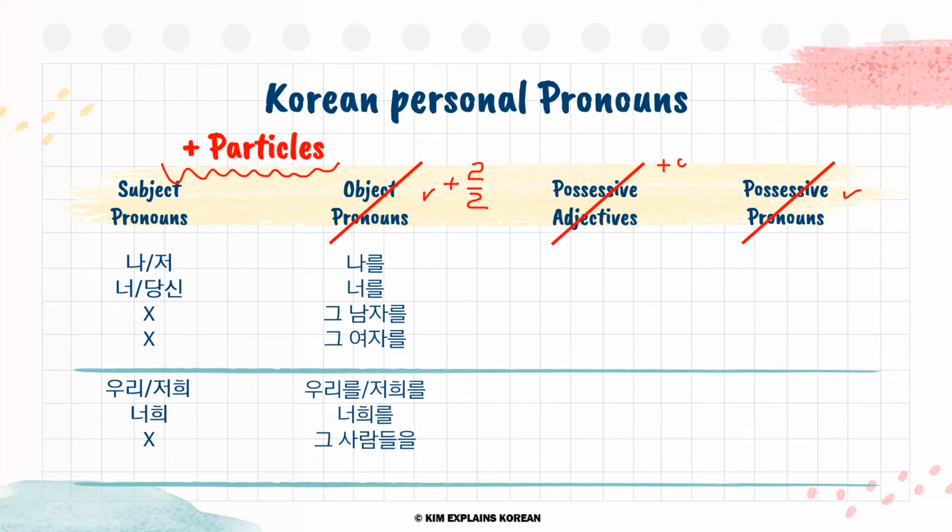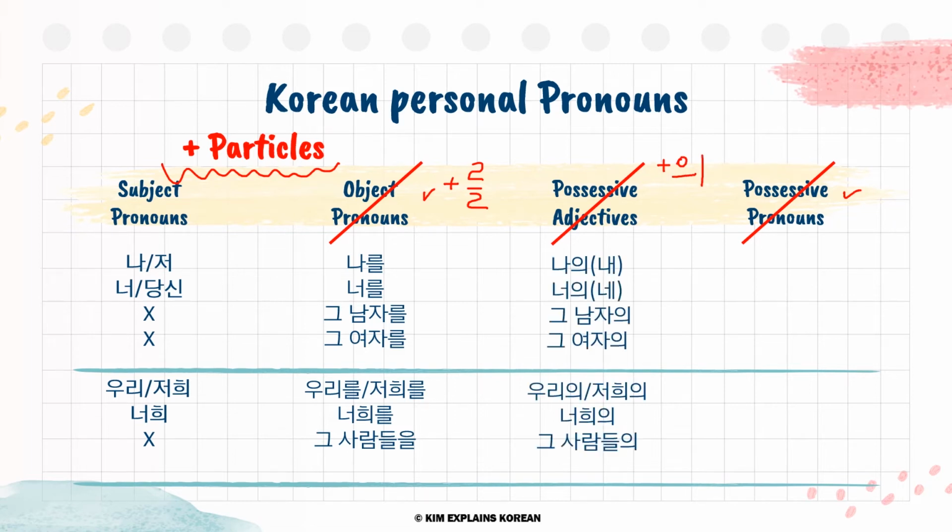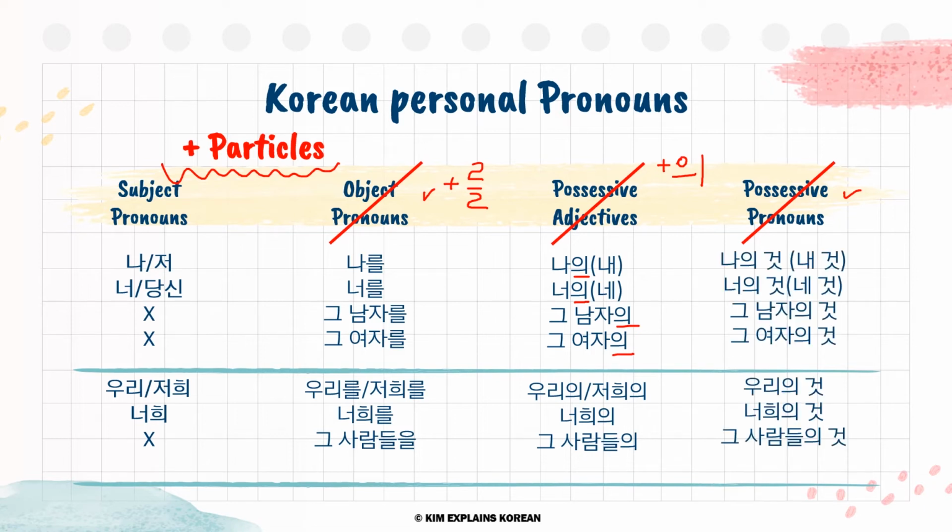And with the possessive particle 의, then we can make possessive adjectives. 나의, 너의, 그의. 의 is always followed with a noun. So mine in English would be 나의 것. 것 is a thing in English. As you can see, what you need to know is subject pronouns and many particles.